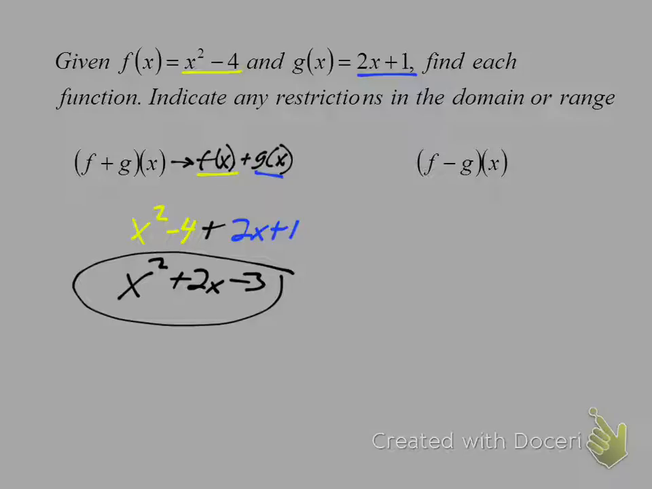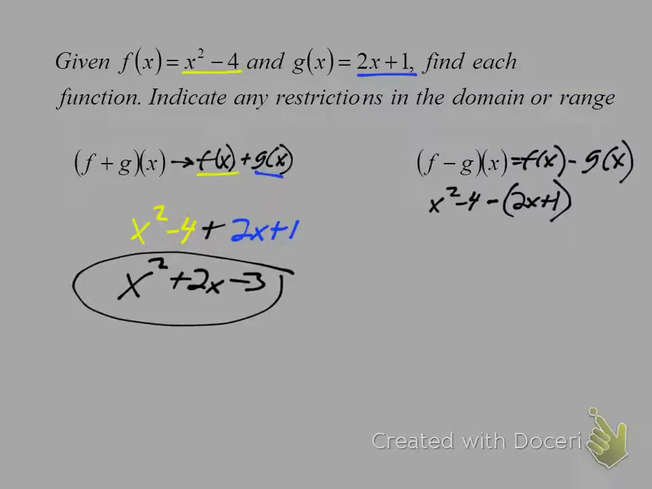Okay? So the second one, switch to subtraction. So f of x minus g of x. Same two functions. Okay? f of x is x squared minus 4. g of x is 2x plus 1. And what are we doing with these? Subtracting. And when you subtract, the second thing you're subtracting, you should always put in what? Parentheses.